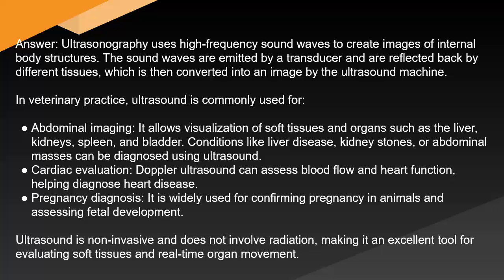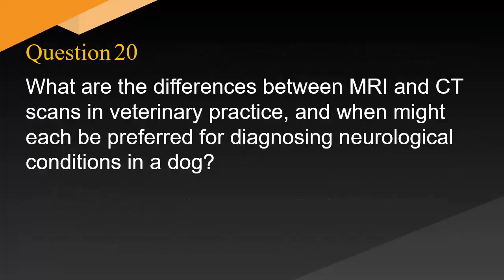Cardiac evaluation. Doppler ultrasound can assess blood flow and heart function, helping diagnose heart disease. Pregnancy diagnosis. It is widely used for confirming pregnancy in animals and assessing fetal development. Ultrasound is non-invasive and does not involve radiation, making it an excellent tool for evaluating soft tissues and real-time organ movement. What are the differences between MRI and CT scans in veterinary practice, and when might each be preferred for diagnosing neurological conditions in a dog?